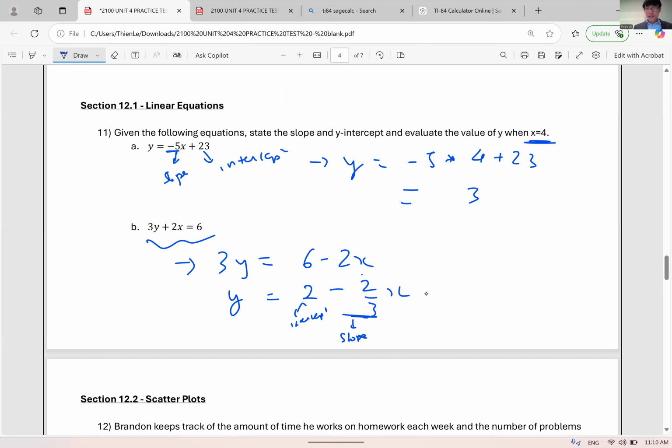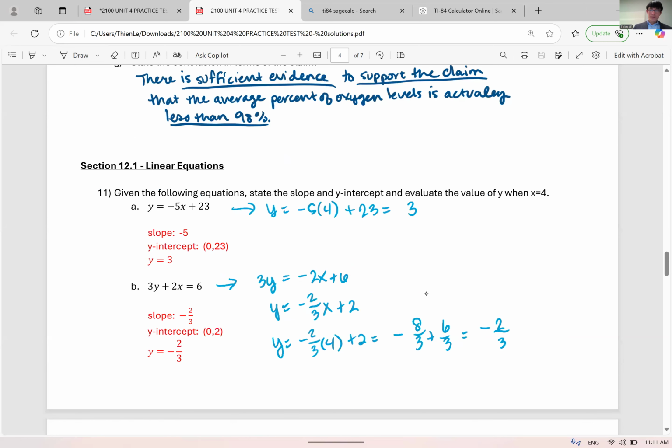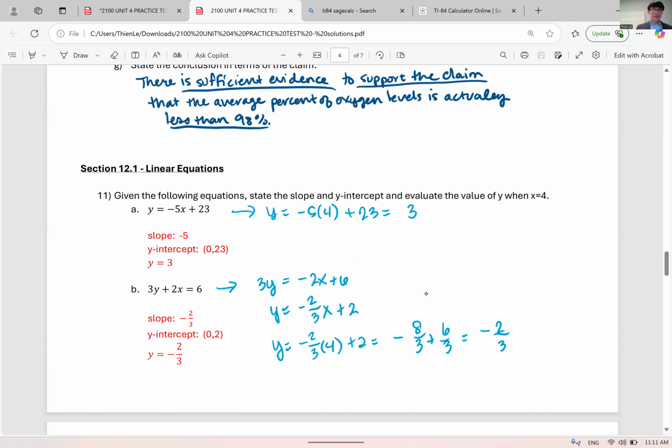Similarly, you can also find y when x equals 4. X equals 4. 6 subtract a negative 2. Okay, let's check. 3, 2.